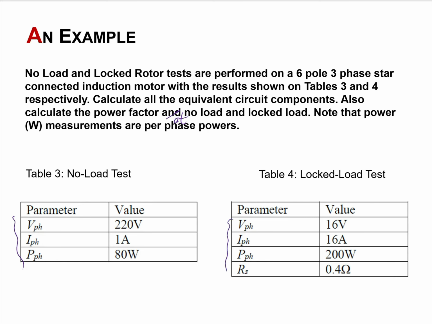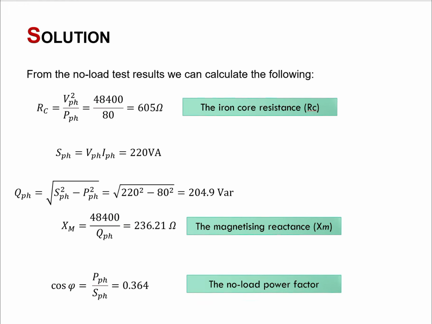As I mentioned previously, let's start with the no-load test. This will give us the values of RC and the magnetizing reactance. How can we do that? From the no-load test results, we can find the iron core losses resistance by this formula. This is the voltage per phase squared divided by the per phase power, which has been given in the table. Putting in their values, we get the iron core resistance in ohms.